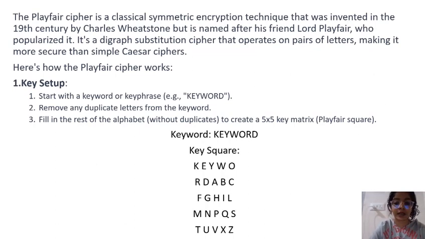Here the description is there. So the key setup: set the keyword or the key phrase. Example keyword. Remove duplicate letters from the keyword. Fill in the rest of the alphabet without duplicates to create the 5 by 5 key matrix, the Playfair square. This example is shown in the PPT.